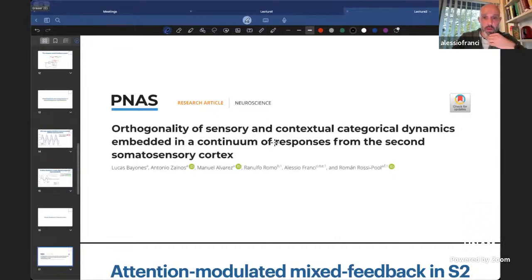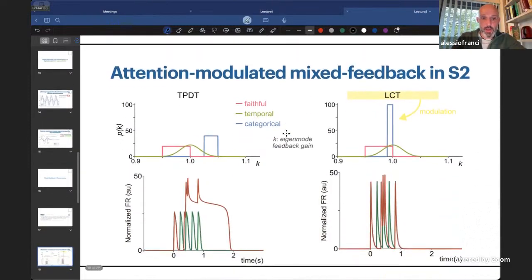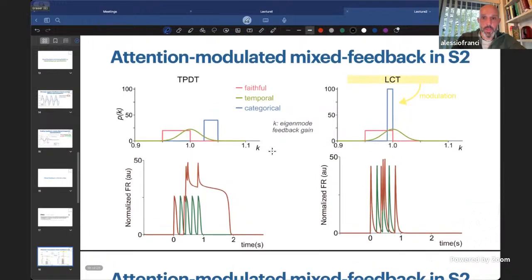Okay, so the one that's already out is where we're trying to understand what's going on in the representation of sensory information in the second somatosensory cortex, and a key observation of this paper. The biology of this is in all the recordings that are in the paper, but let me summarize this from a modeling perspective to relate it to what we are discussing now.